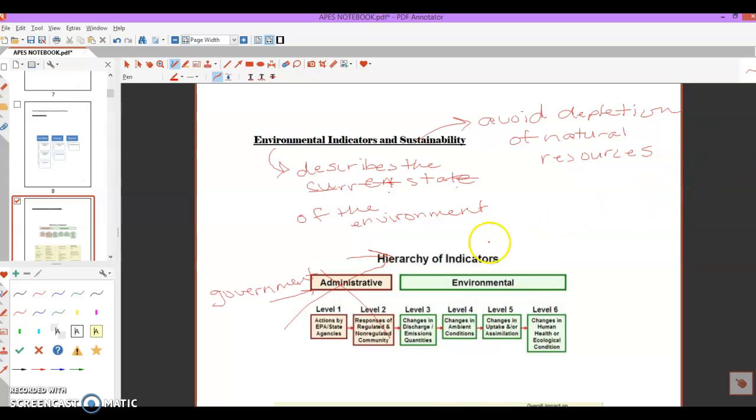This is where the environmental ones right here, this is where we have the greatest impact. So we have changes in emissions, changes in ambient conditions. So ambient means basically perfect conditions for survival. Changes in uptake or assimilation. So basically, this is referring to the air and the soil, how all that is changing based on the pollutants we're releasing. And then changes in human health or ecological condition.